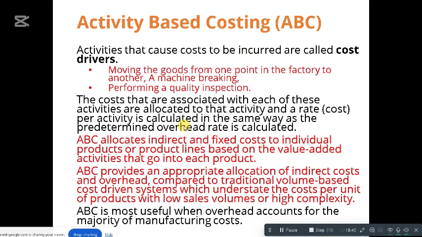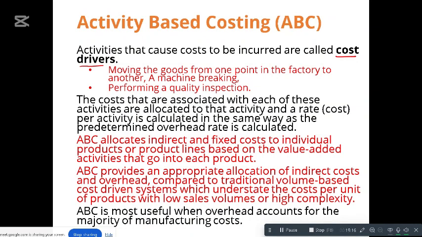Activities that cause cost to be incurred are called cost drivers. They are explaining the term cost driver. I already have explained. The costs that are associated with each of these activities are allocated to that activity, and the rate per activity is calculated in the same way as the predetermined overhead rate is calculated. ABC allocates indirect and fixed cost to individual products or product lines based on the value added activities that go into each product. These are value added activities, what we saw now: machining, procurement, delivering.